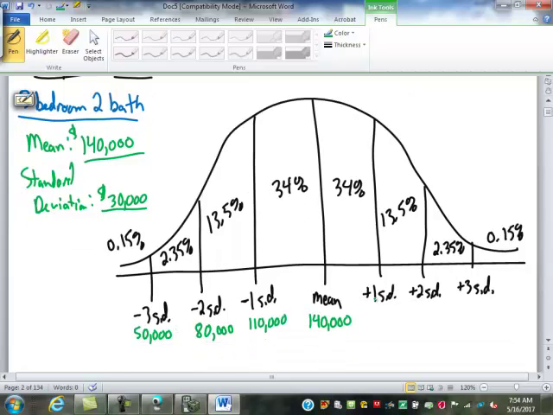Going to the right, we're adding the standard deviation. So 140 plus 30, 170,000. Again, 170 plus another 30 is 200,000. And plus another 30 is 230,000.